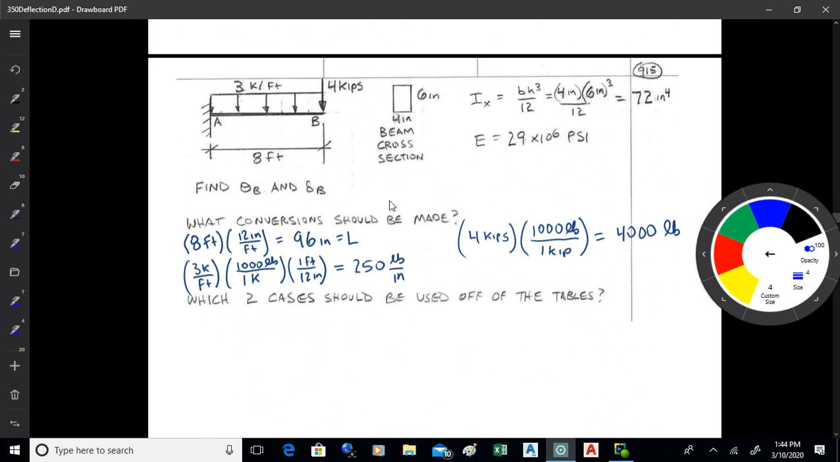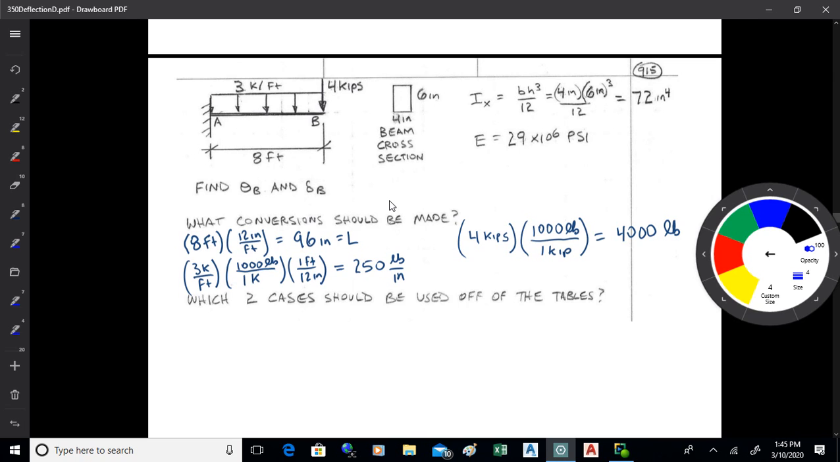So we've got 4 kips there. That's 4,000 pounds at the end. We've got 8 feet, and that's 12 inches per foot, so that's 96 inches. And then we've got 3 kips per foot. Well, that's 3,000 pounds per foot, but a foot is 12 inches, so that's 250 pounds per inch.